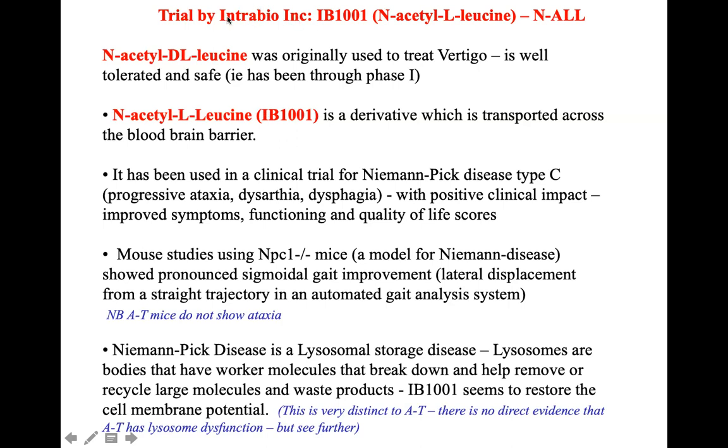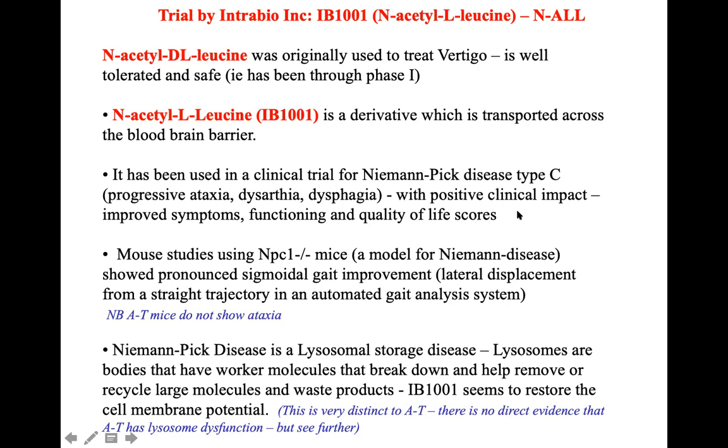IntraBio have developed a derivative of this called IB1001, and the major advantage of this derivative is that it crosses the blood-brain barrier. So some of you may know that there's a sort of barrier by which many drugs will not enter into the brain. And obviously, if you want to treat the ataxia, it's really important we do get the drug to the brain. So this is a major advantage of IB1001.